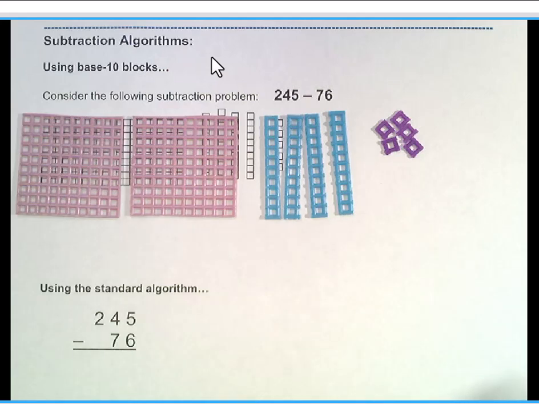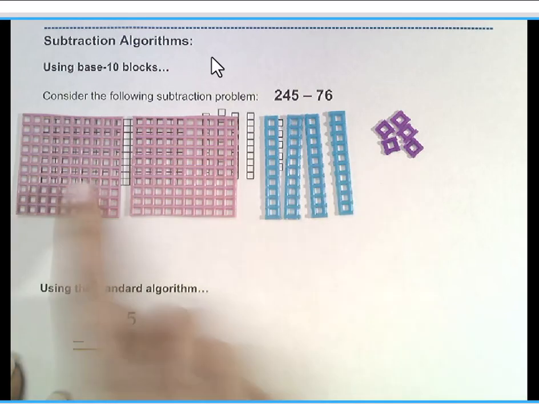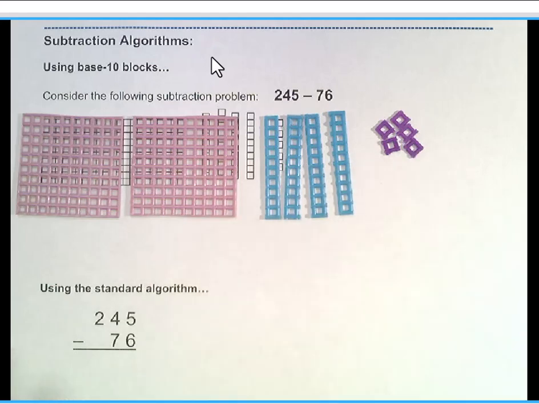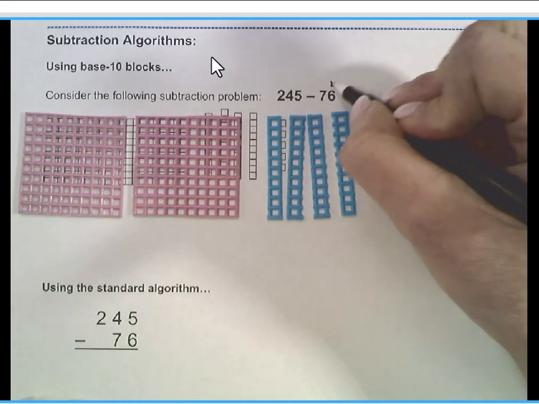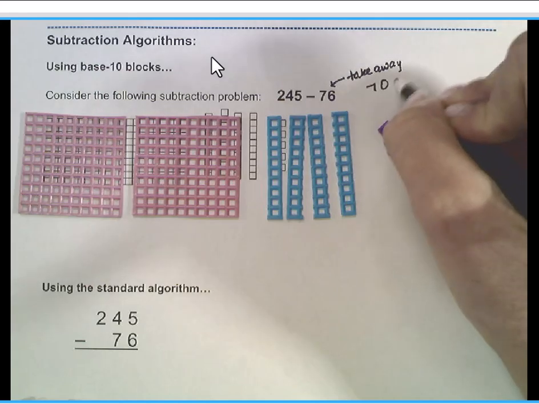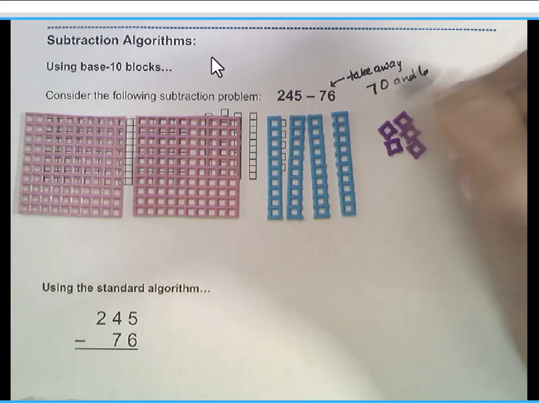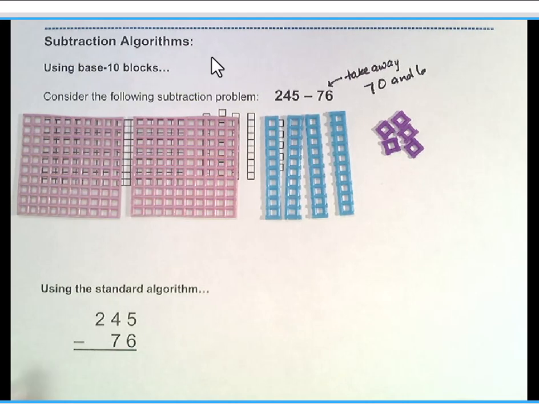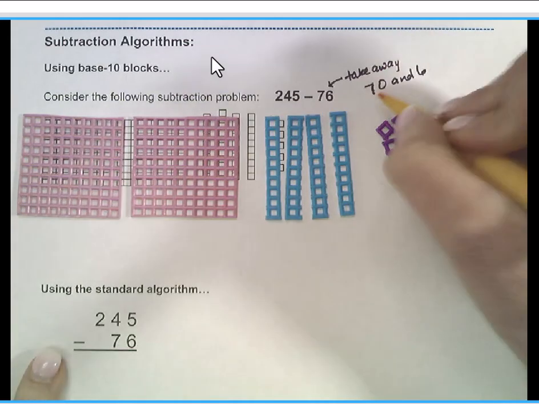So I've got 245 and I want to subtract 76. What I've got laid out here is 200, my 40, my 4 10s, and then I have 5 little ones. Okay. What I need to do here is take away 70 and take away 6. And it doesn't matter which one you do first. It really doesn't. But some regrouping and some borrowing is going to have to happen. So the first thing is, maybe I want to take away the 70 first. I'll start with that one.